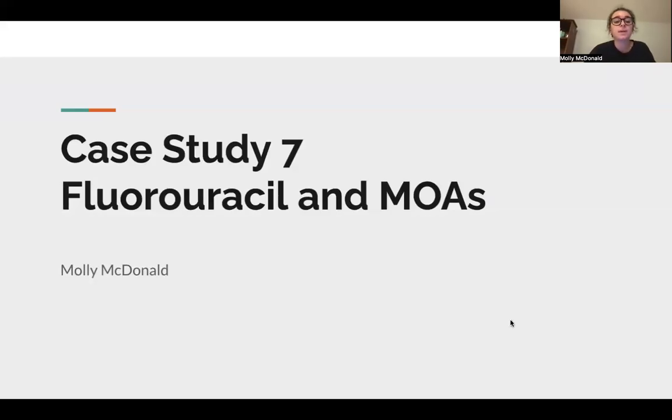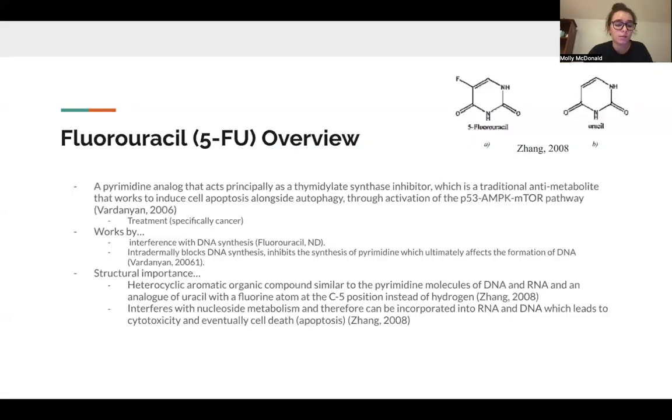Okay, this is my case study 7, fluorouracil and its mechanism of action. So, a brief overview: fluorouracil, also known as 5-FU, is a pyrimidine analog that acts principally as a thymidylate synthase inhibitor. This is a traditional anti-metabolite that works to induce cell apoptosis alongside autophagy through the activation of the p53 AMPK mTOR pathway.